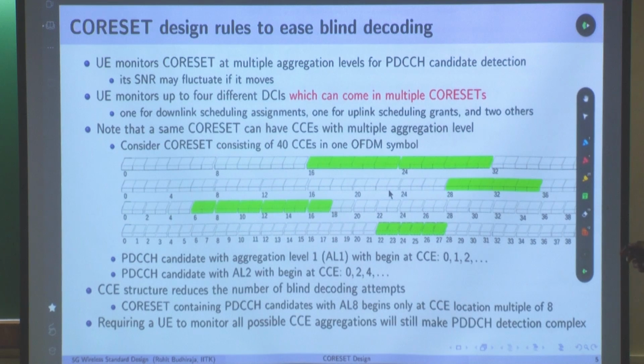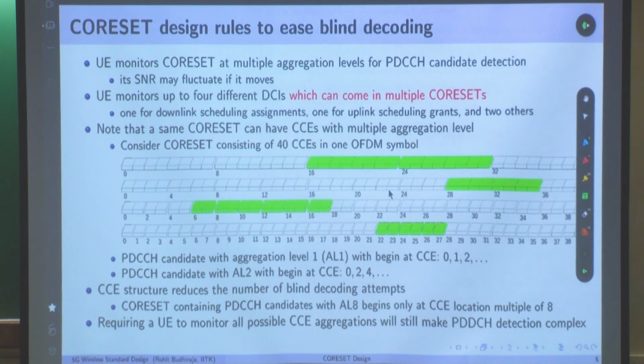So what it is told is, okay, please monitor these candidates at aggregation level 1, these candidates at another aggregation level, these at another aggregation level, so that the maximum number of attempts is 36. Correct? Otherwise, it can go on forever. That's the CORESET restriction I was talking about. And why different aggregation levels? Because as I said, its SNR may fluctuate if it moves.